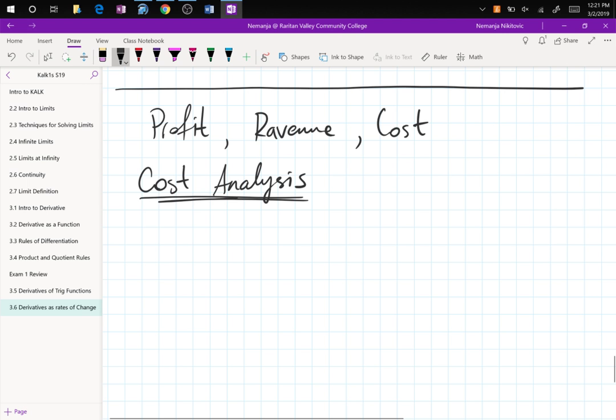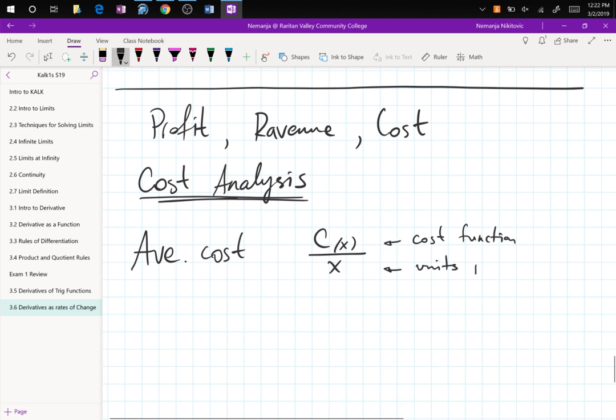That's that. So now, when you're talking about the cost, there is the average cost, which is the cost function divided by the number of units produced. So, cost function divided by units produced, and we call that C bar. So C bar is the cost function divided by the number of units.